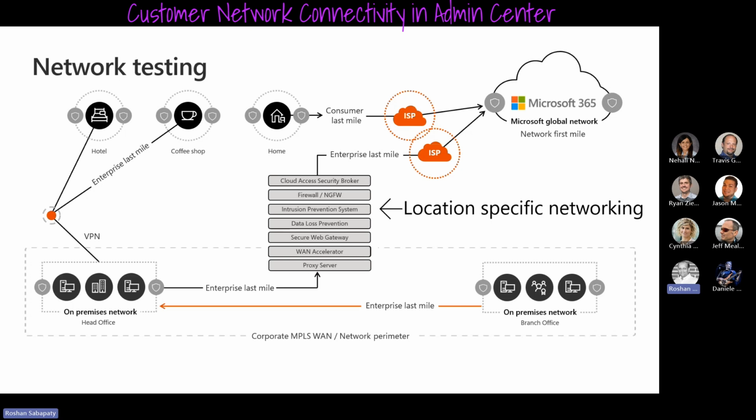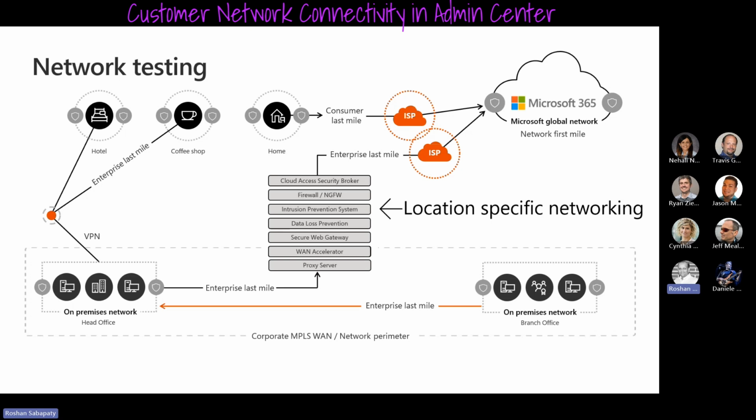Which means the users in the branch office may have a longer path and more latency, and they may have a different experience to the users in the head office. The same is true for users in the hotel or the coffee shop, because they also have a longer path. They have a kind of bottleneck, which is the VPN. So they may have a different experience when compared to the users in the branch office.